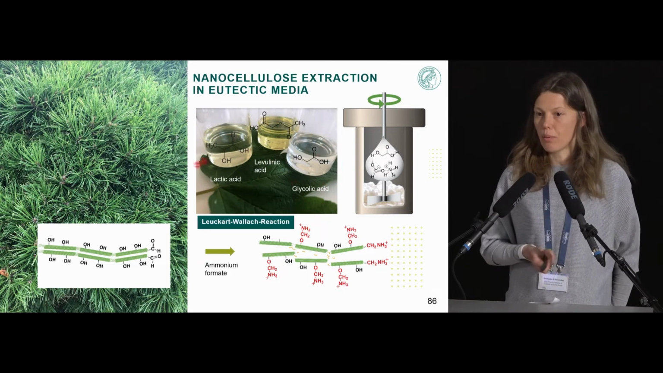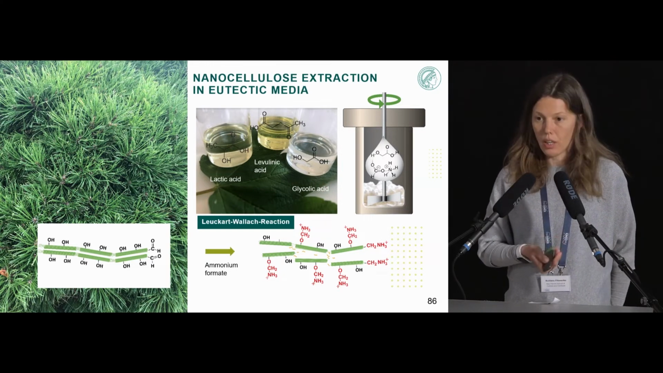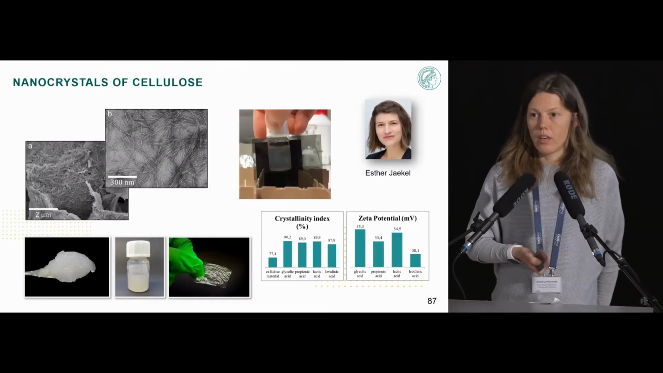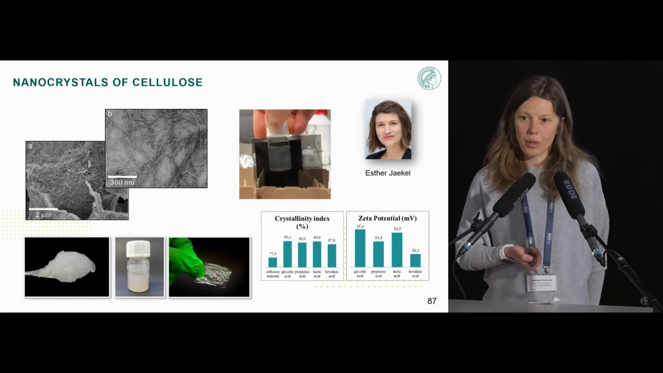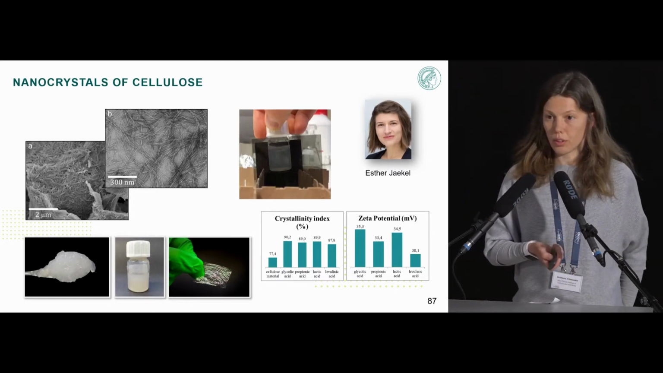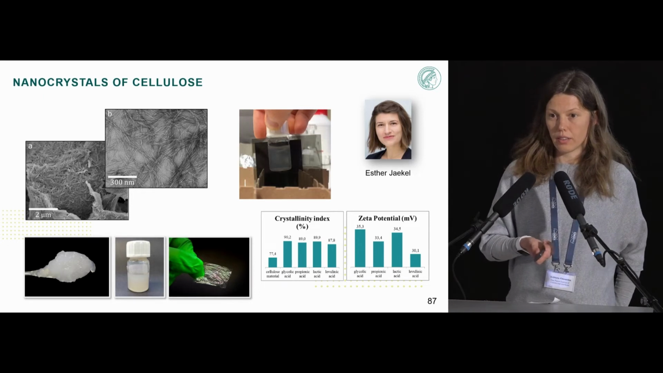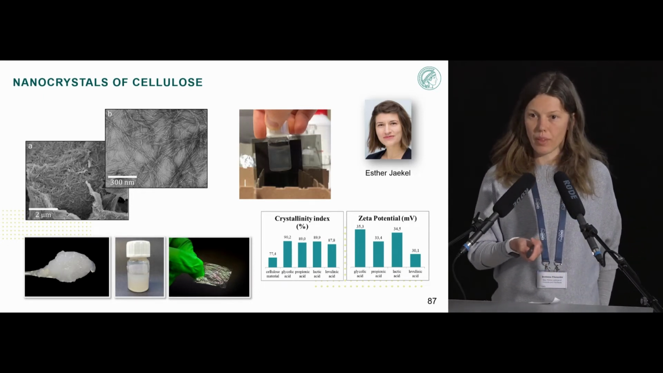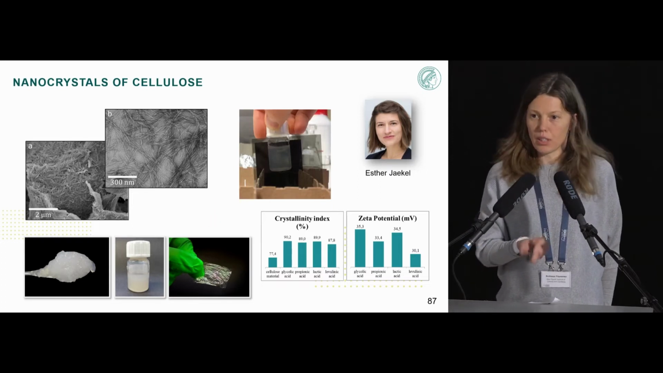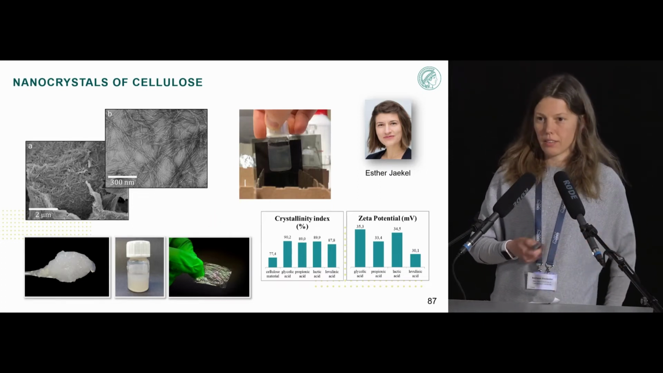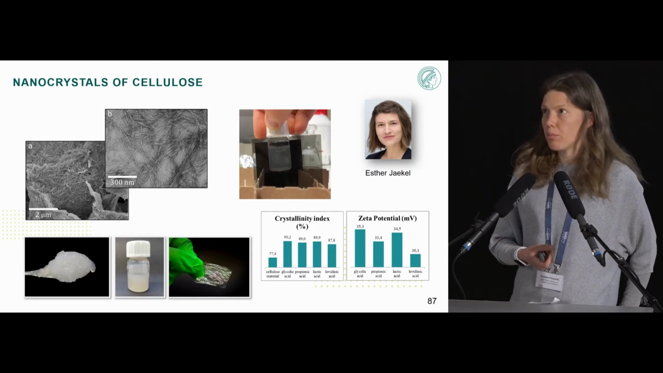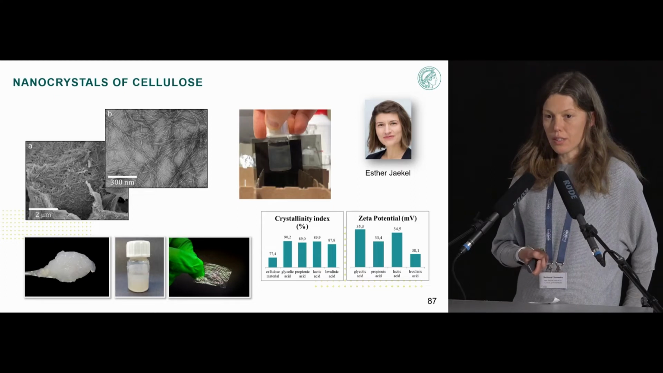Reductive amination is happening on the reducing ends of the cellulose chains. So, what do we obtain as a result? As you see from the TEM, our result looks like typical CNC crystals.